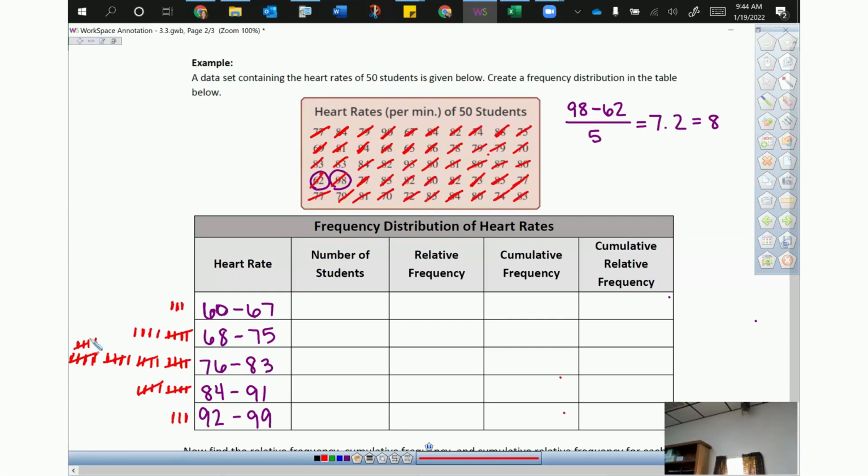So when you're done, it should look something like this, all of your tallies. Again, this is not ideal, like it takes a long time. When you're creating frequency distributions, you usually do it as you go. So like maybe you're doing like a survey and you're walking around the halls and you're tallying the responses as you get them.